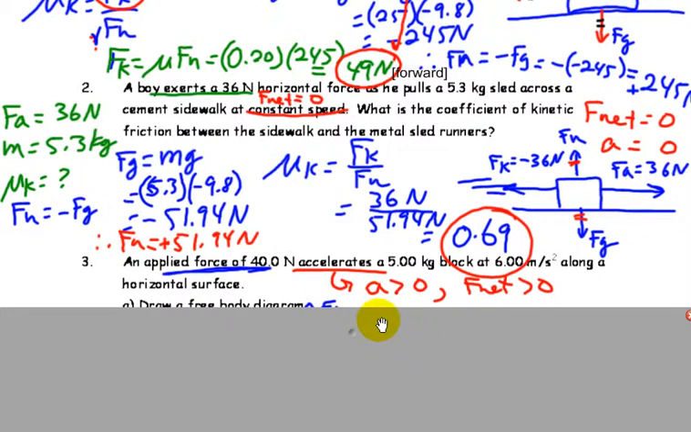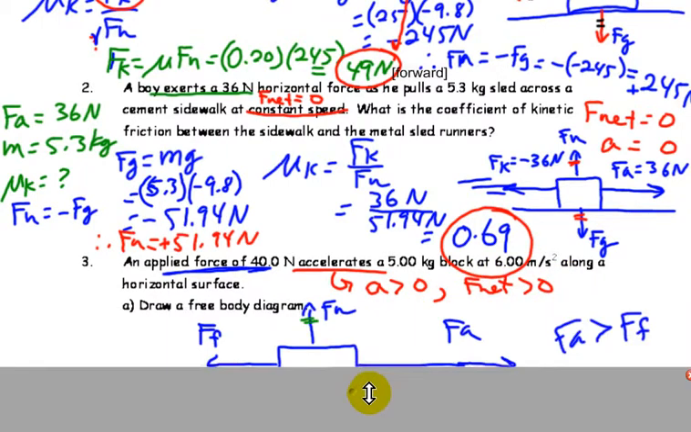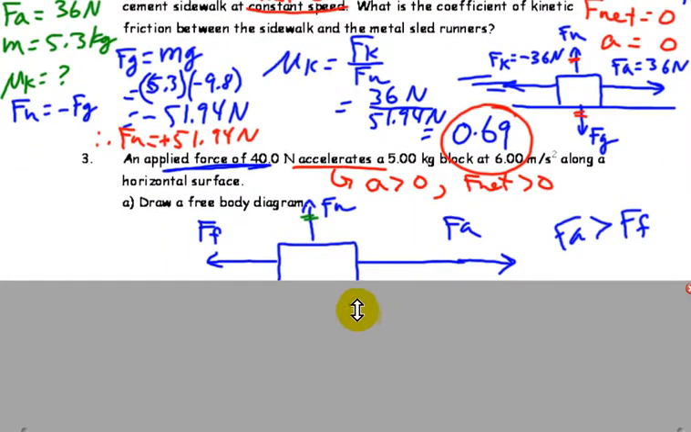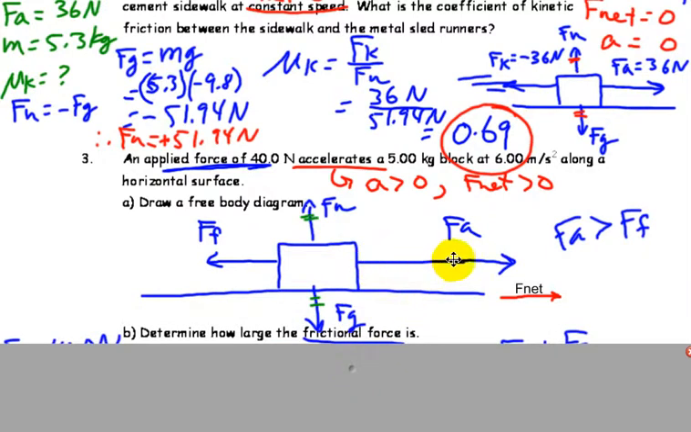An applied force of 40 newtons accelerates a 5 kilogram block at 6 meters per second squared along a horizontal surface. So this time it is accelerating. If we have acceleration, then you have a net force. So your free body diagram is going to be slightly different in that Fa is going to be bigger than Ff. Fg and Fn are both equal and opposite, so they balance each other out. And some of the applied force will be used to oppose friction, and what you're left with is net force.